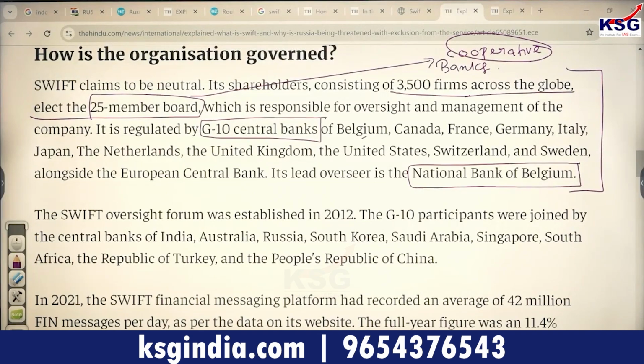Class, are we taking a note of this, please? SWIFT claims to be neutral. Its shareholders, consisting of 3,500 firms across the globe, elect a 25-member board, which is responsible for oversight and management of the company. It is regulated by G10 central banks of Belgium, Canada, France, Germany, Italy, Japan, Netherlands, UK, US, Switzerland, and Sweden, alongside the European Central Bank. Its lead overseer bank is the National Bank of Belgium.